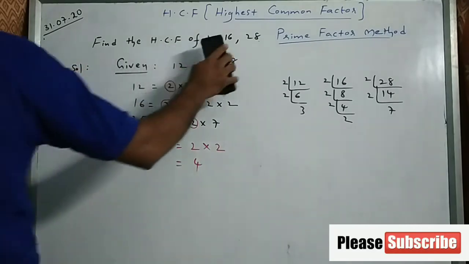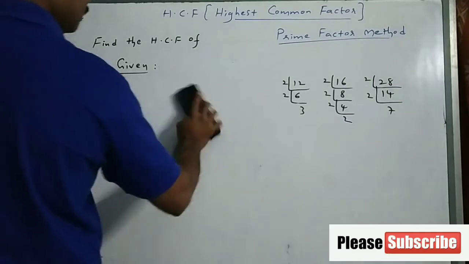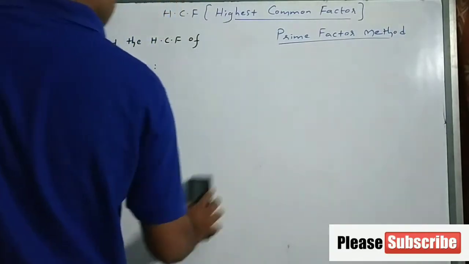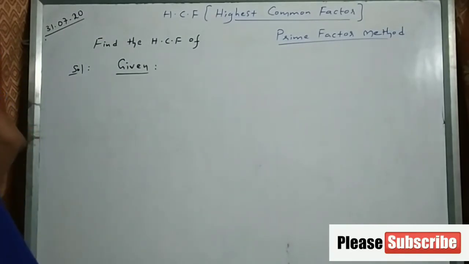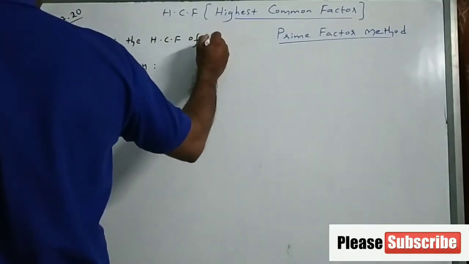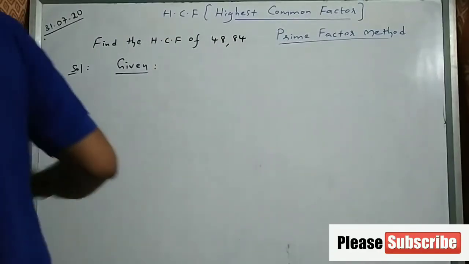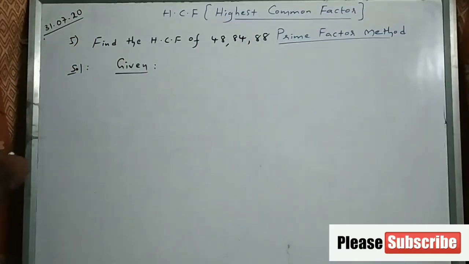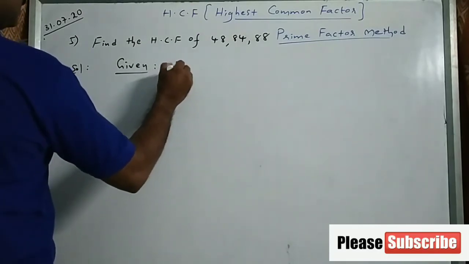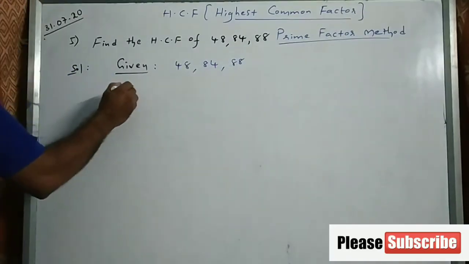So fifth one. Fifth problem: 48, 84, 88. Okay. So what are the given numbers here? 48, 84, 88. Let us see.